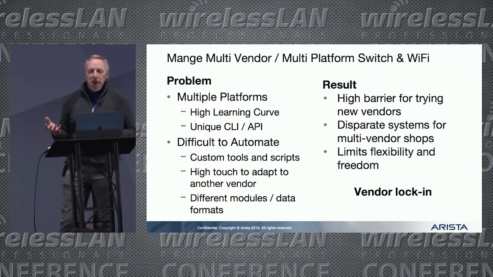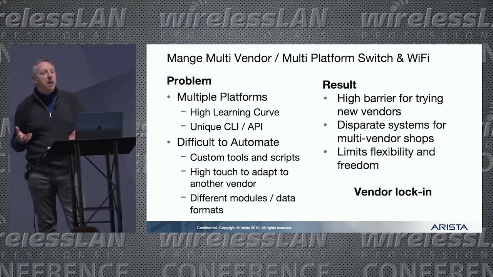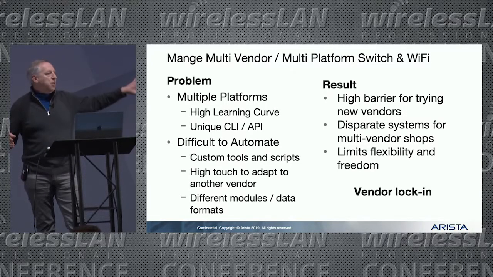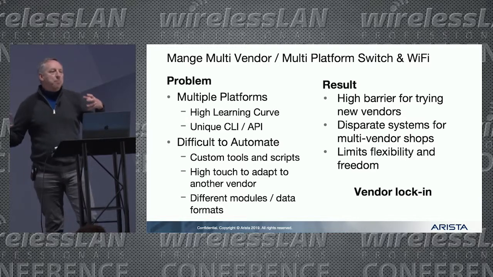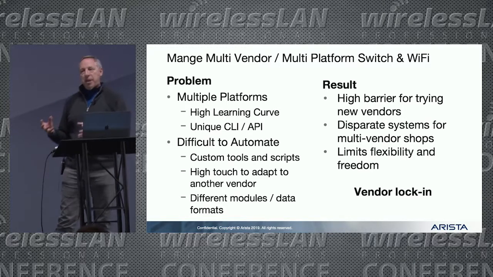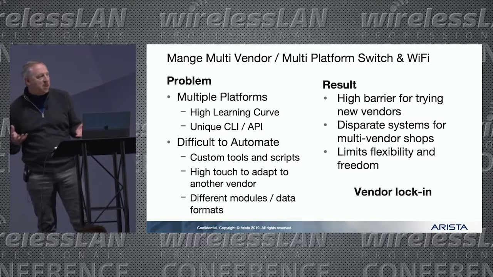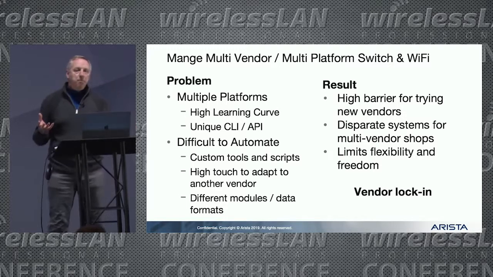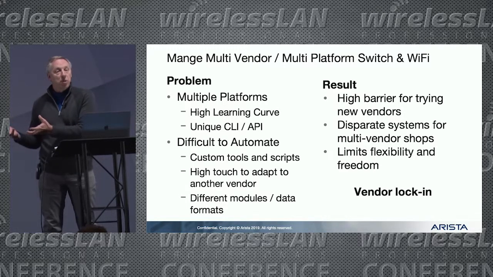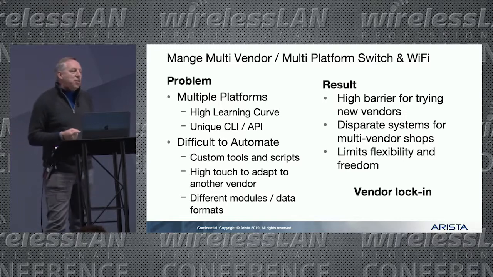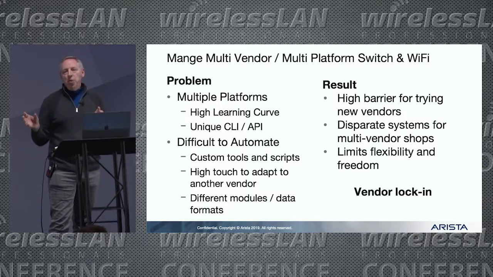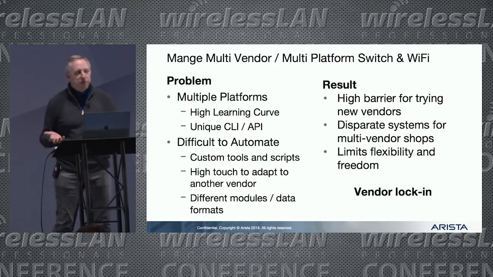So the problem really is that the different platforms have different learning curves. If you have Cisco, you have to learn multiple interfaces. If you have Arista, you have to learn different things. If you have Aruba, multiple interfaces, very complex. As you all know, Wi-Fi is a very complex system, and the switching side of the world can be equally complex. So having all these unique UIs and systems and different CLIs and different APIs is a real challenge to manage multiple systems.